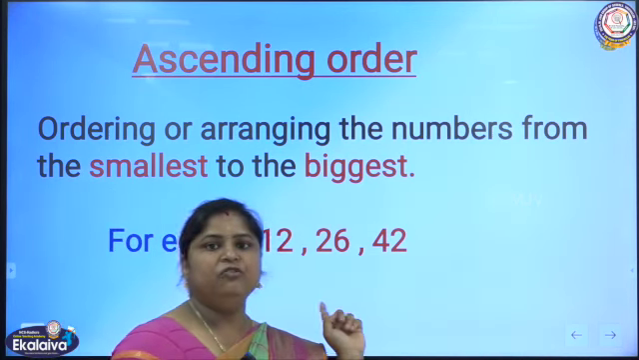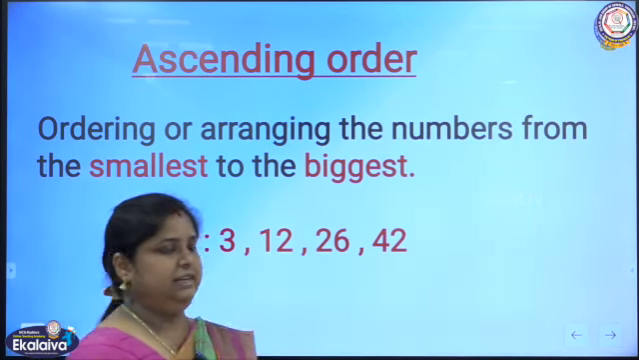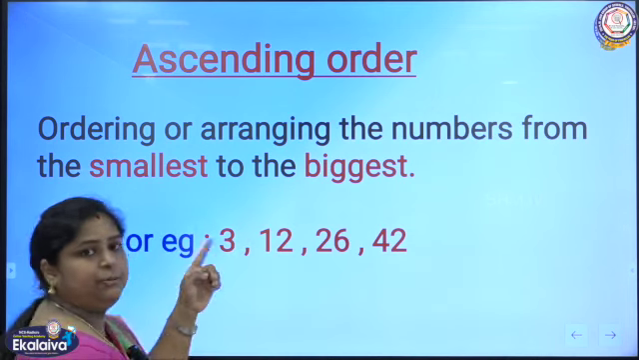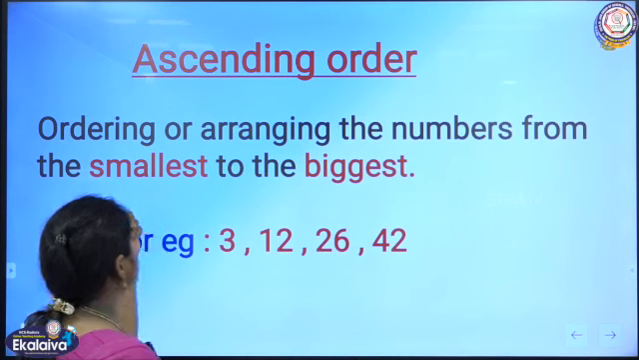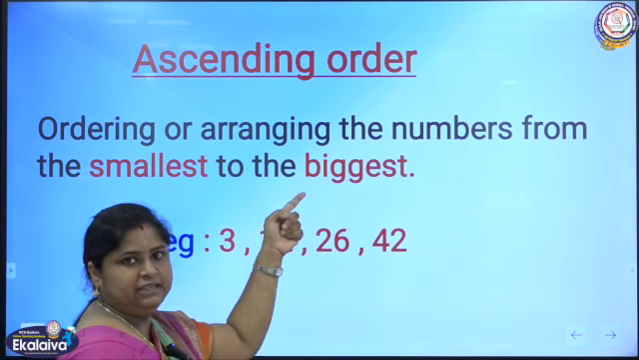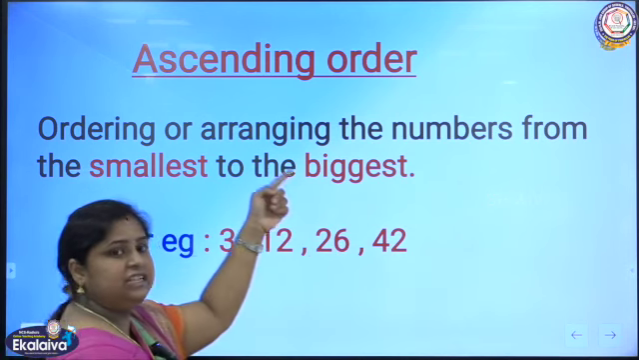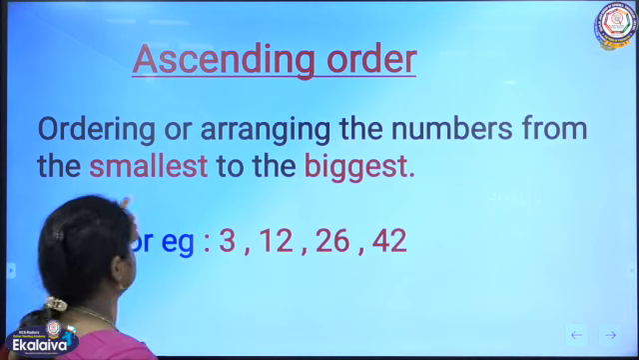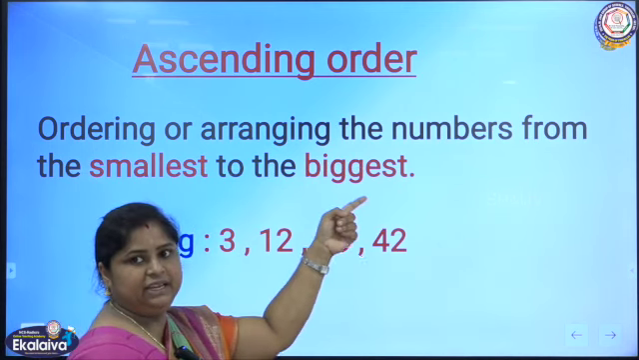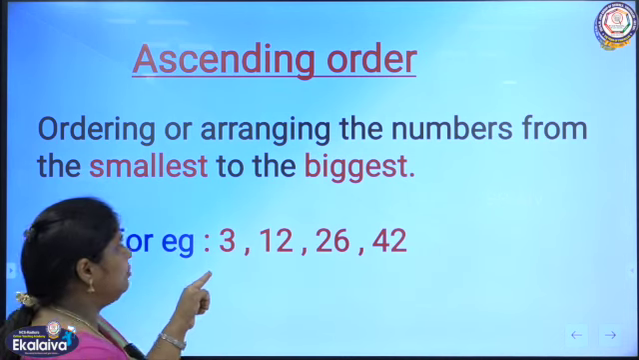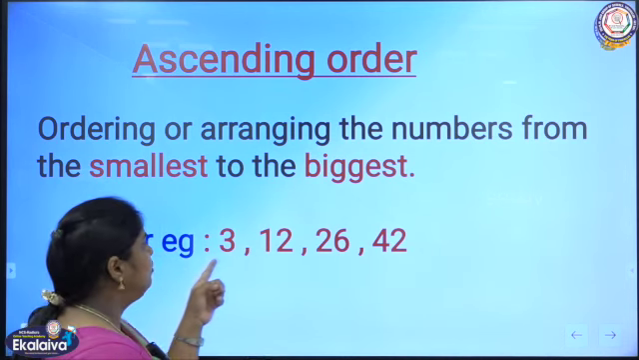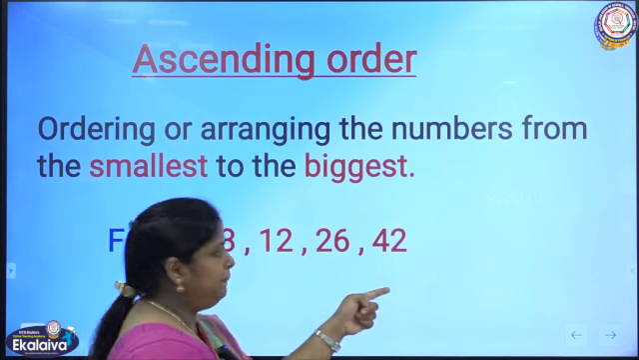Children, do you know what is ascending order? Yes. Ascending order means ordering or arranging the numbers from smallest to the biggest. See, here I have given one example. See the numbers, how it is arranged from the smallest to the biggest.